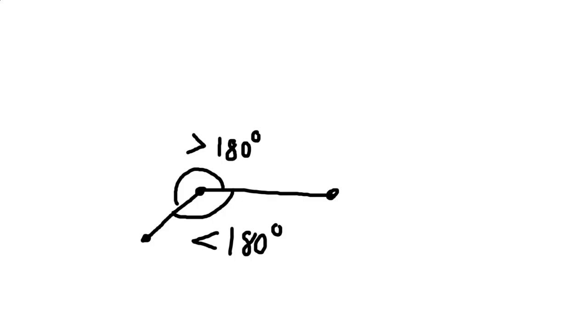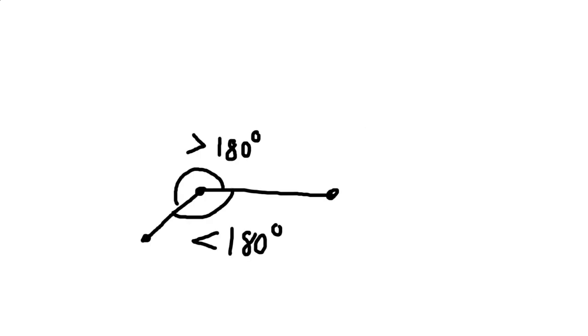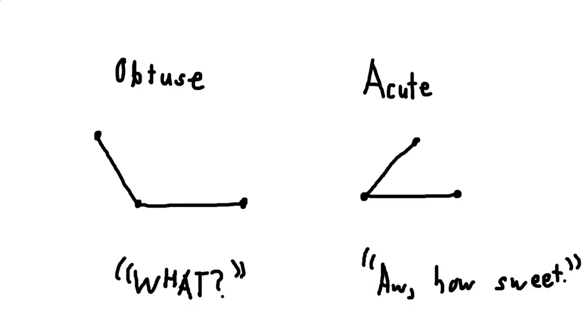This means a few things, such as the sum of the degrees in a circle being 360 degrees, the sum of the interior angles of a triangle being 180 degrees, and the sum of the interior angles of a quadrilateral being 360 degrees. But most importantly, it means that the maximum angle that 2 lines can be apart from each other is 180 degrees. If it's between 90 and 180 degrees, it's known as an obtuse angle. If it's between 0 and 90 degrees, it's known as an acute angle.